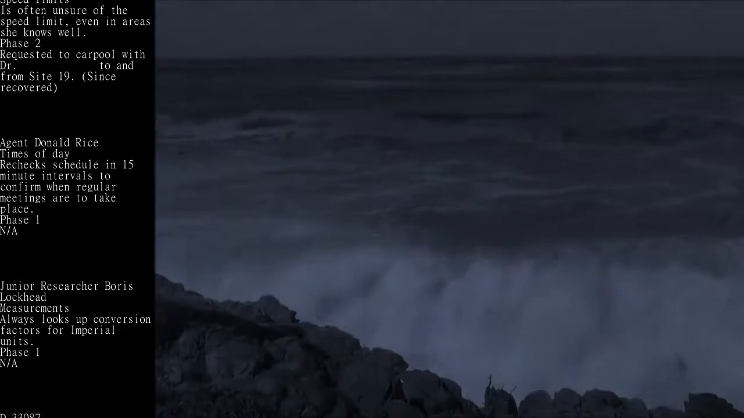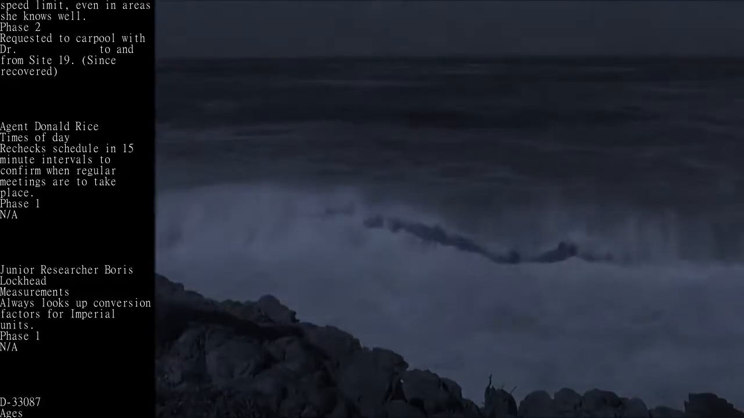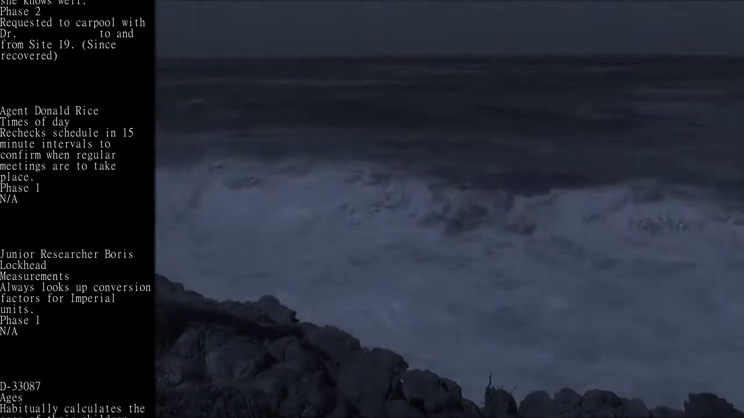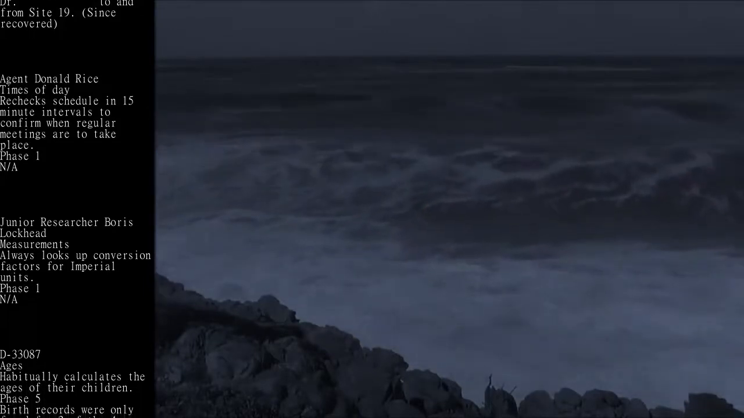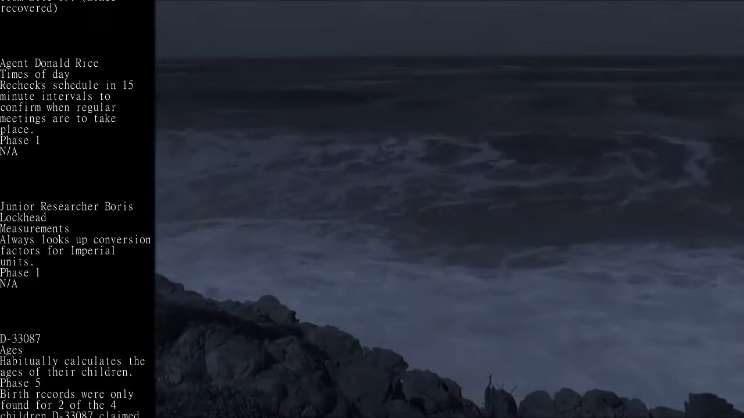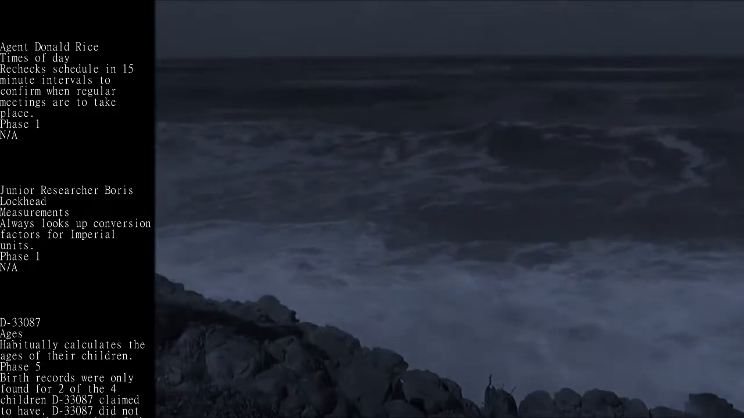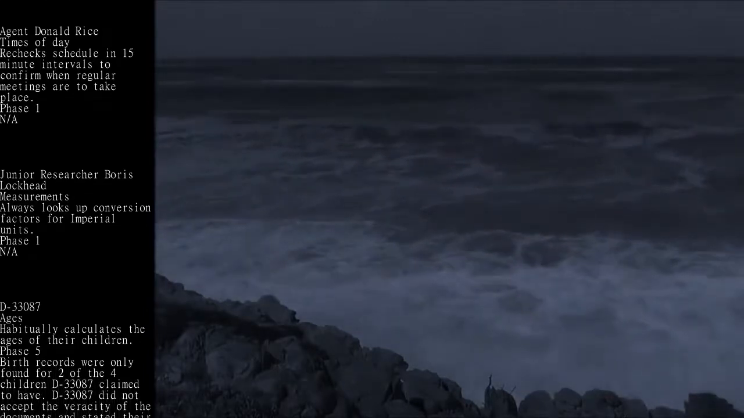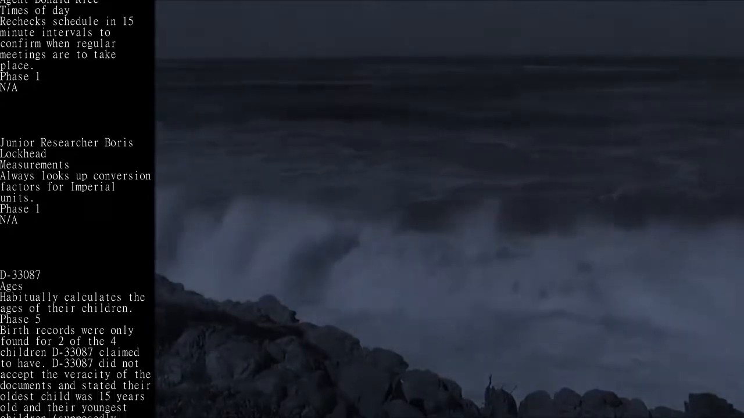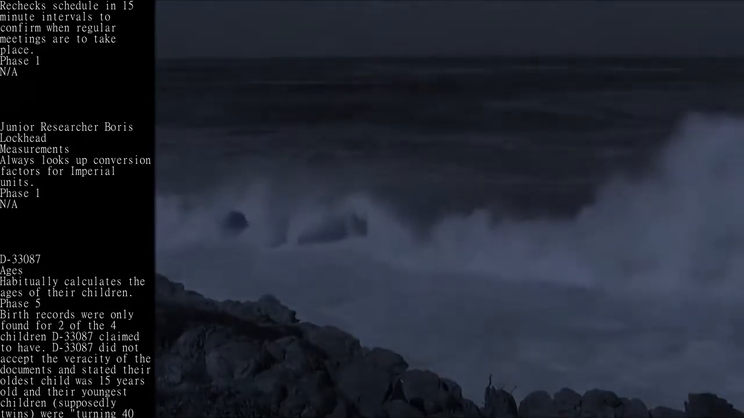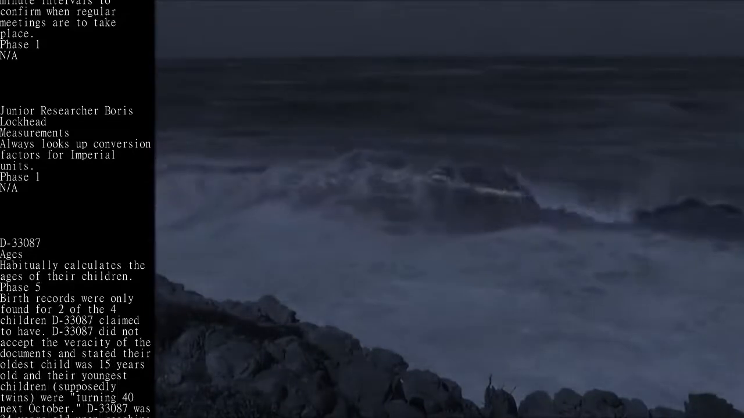Dr. Jules Pendleton, speed limits. Is often unsure of the speed limit, even in areas she knows well. Phase 2. Requested to carpool with Dr. to and from Site 19. Since recovered. Agent Donald Rice, times of day. Rechecks schedule in 15-minute intervals to confirm when regular meetings are to take place. Phase 1. N/A. Junior researcher Boris Lockhead, measurements. Always looks up conversion factors for imperial units. Phase 1. N/A.